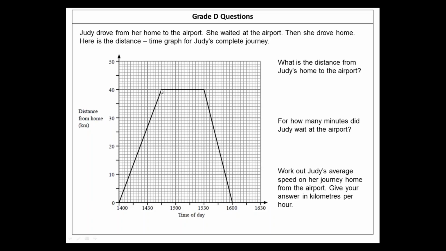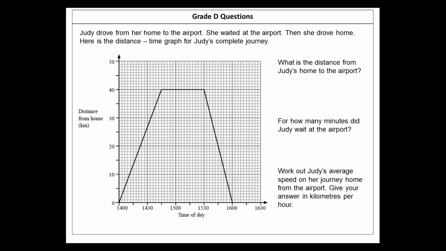So how long did she wait? They can tell that that's the waiting time. How do they work out average speed? Journey home. Either of you, how do you work out Judy's average speed on her journey home?